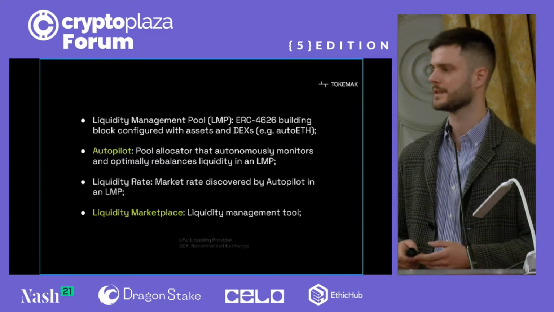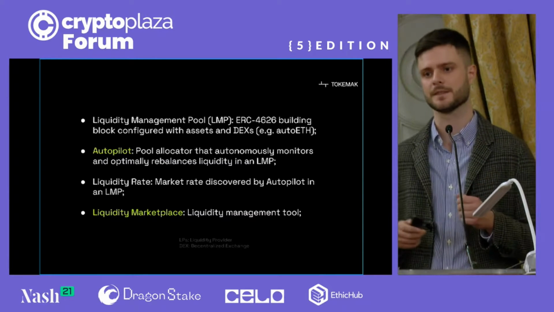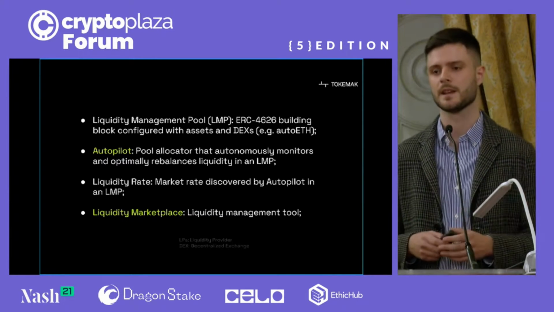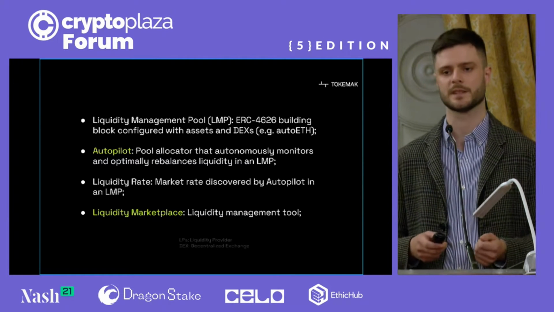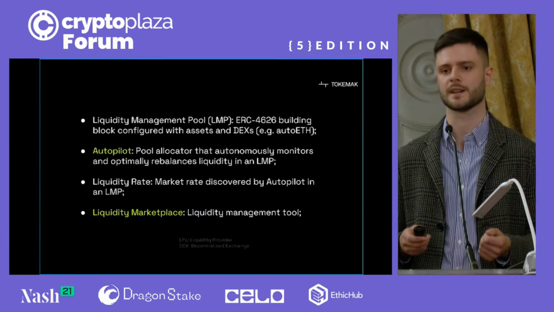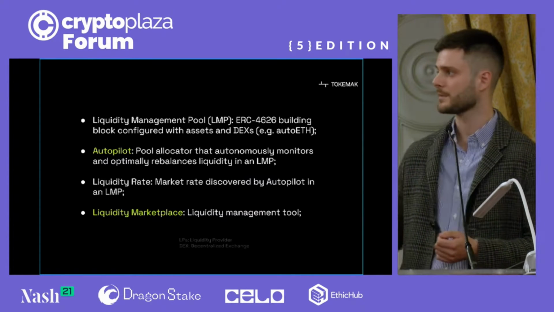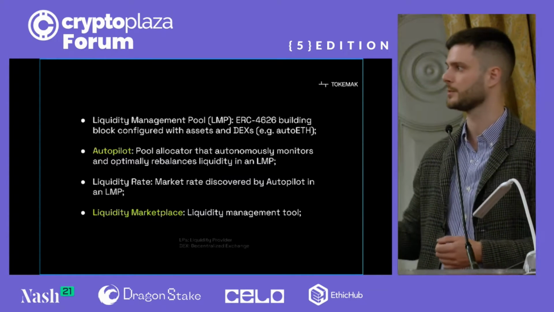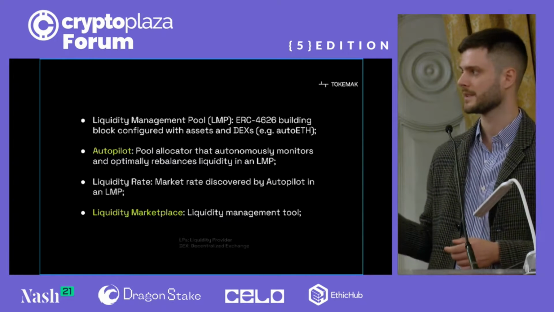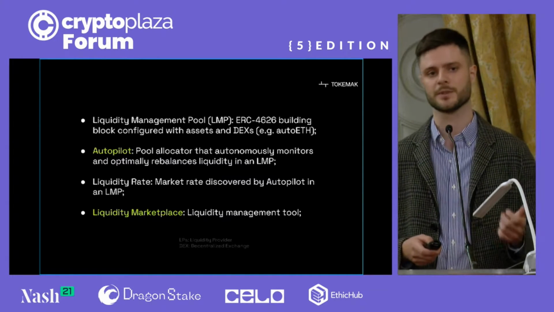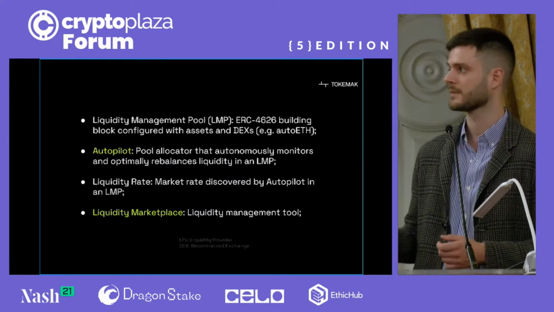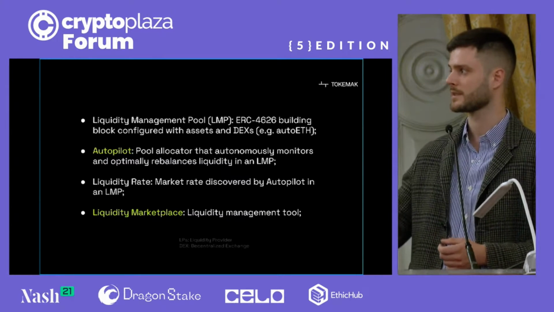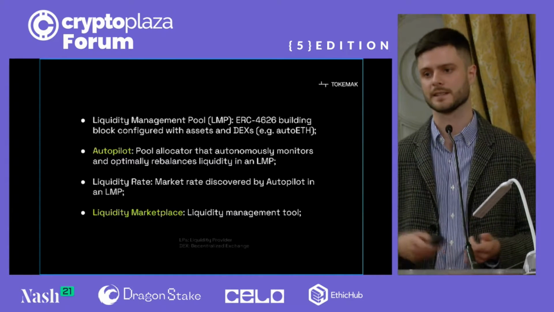Okay, so what's our new system? Our new system is comprised of these two different parts. Autopilot, the LP-centric product, is a pool allocator that will optimally allocate liquidity across our option set. And this option set is just a liquidity management pool. We use ERC-4626, which makes it super composable, and you can use the receipt token across DeFi. At the same time, you can configure this liquidity management pool with both assets and DEXs.